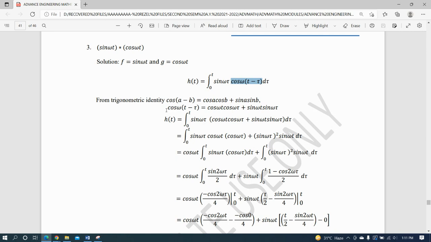Okay? So dito, ang A natin is t, ang B natin is tau. So we substitute it from here. We now have cosine omega t cosine omega tau plus sine omega t sine omega tau. Okay? Since wala tayong masisimplify diyan, yun na lang yung isa-substitute natin.